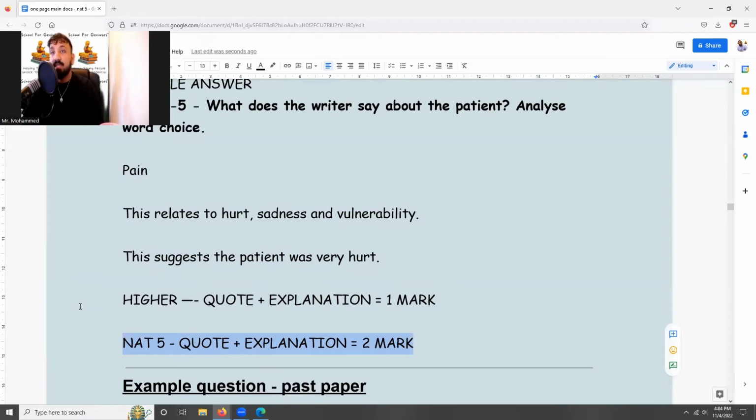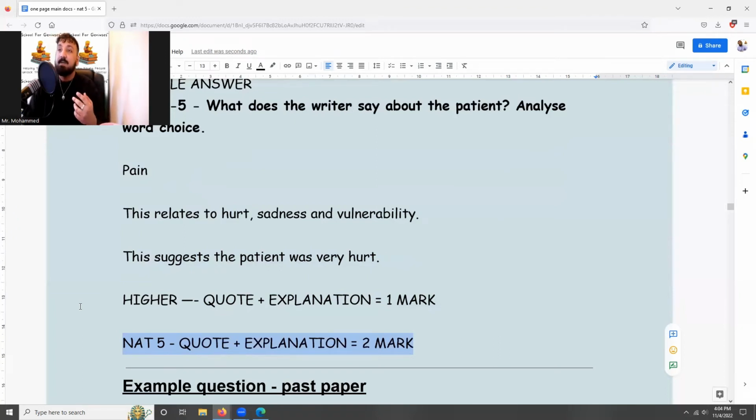So very easy. This is why I tell you, just do word choice as much as you can, any opportunity you get to use it. You don't get marked less for doing word choice. If you just do word choice again and again, you do not get marked less. You only get marked less if, for example, you try to do 2 answers with the same quote. If you use pain twice in the same question, obviously you're not going to get the mark for that.